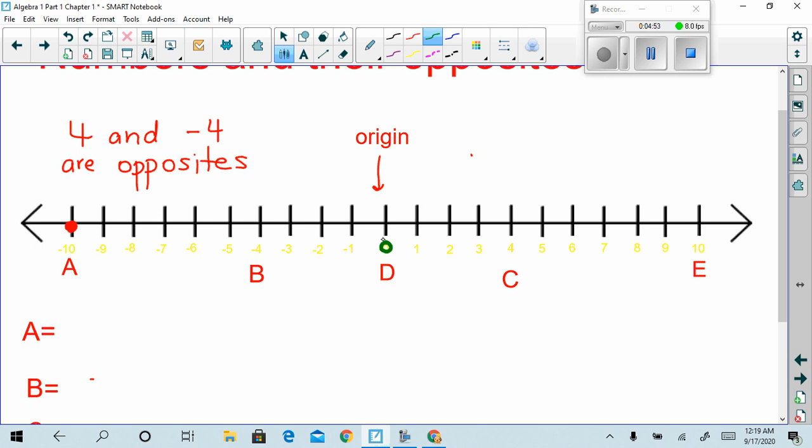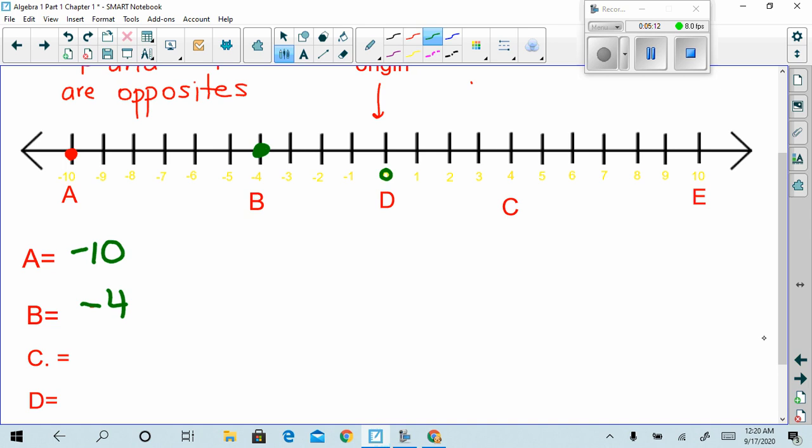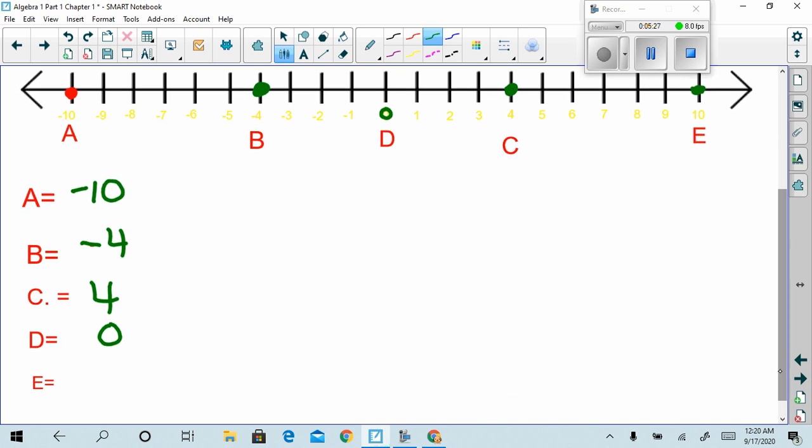Point A, I want to be able to not only plot the points, but also name them. Point A is at negative 10. Point B is right here at negative 4. C is all the way here at point 4. D is at the origin 0. And E is toward the end of my labels here, which is at 10.